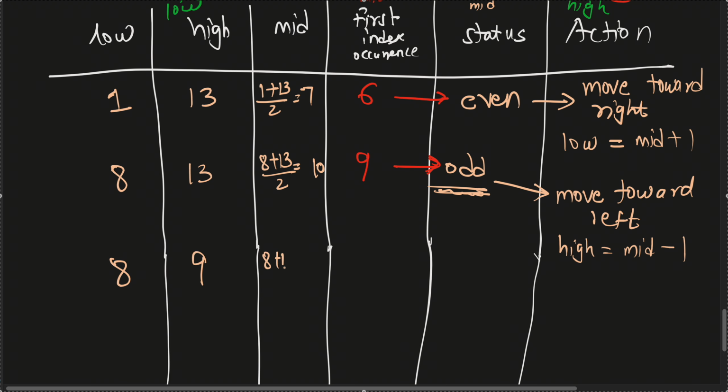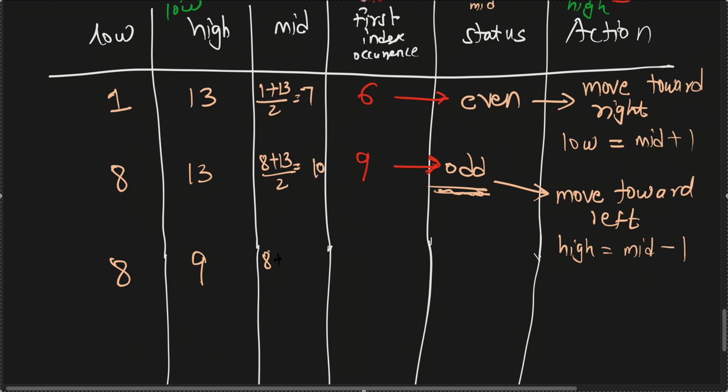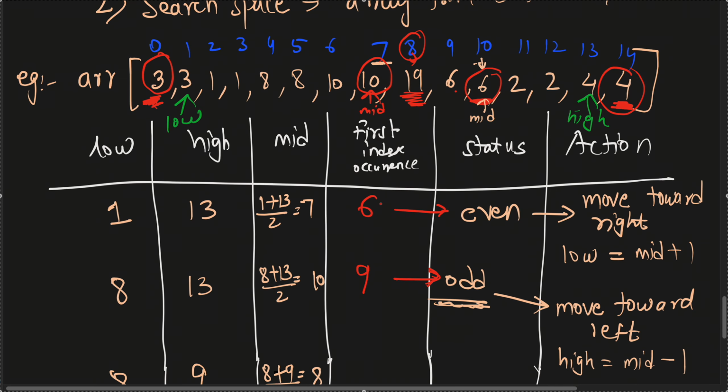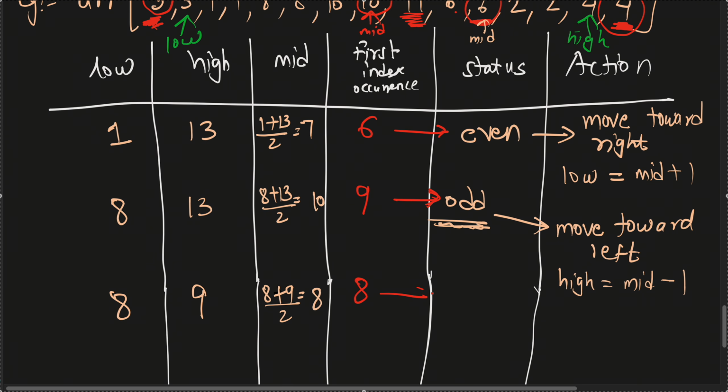So 8 plus 9 by 2, which is 17 by 2, which is 8, right? So the middle element will now be 8. What is the element present at index 8? It is 19. What is the index of the first occurrence of that element? It is 8.